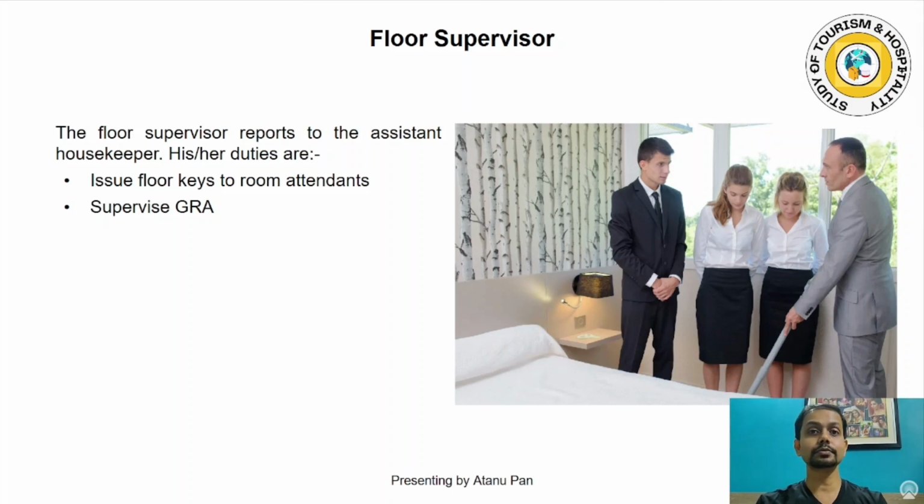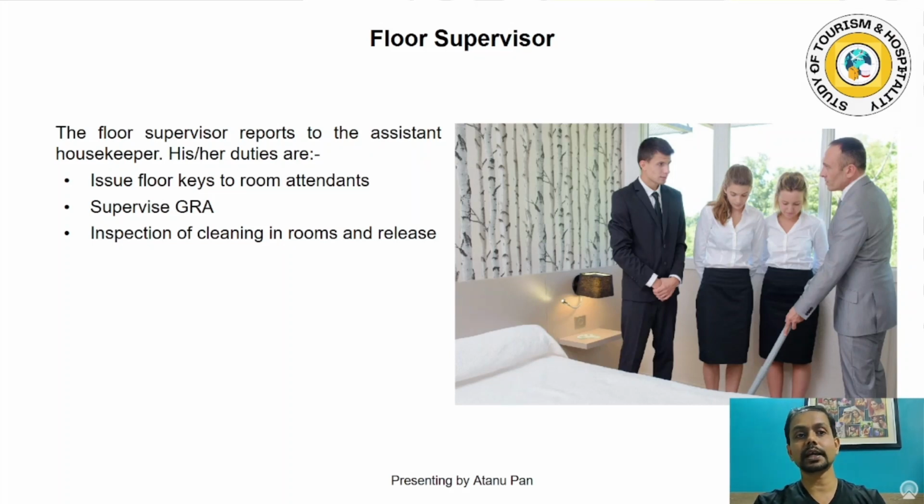All right, they supervise the GRA. GRA means the guest room attendant, those who are cleaning the guest rooms. Inspect cleaning in guest room and release. These floor supervisors are physically going inside the guest room. After the GRA has cleaned the room, the floor supervisor will visit the room. They will inspect whether the cleaning has been done as per the standard of the hotel or not. Okay, if not, then again the GRA will be called to redo those particular areas. And when the floor supervisor is happy with the service, the floor supervisor will inform the desk control to release the room, or nowadays we have the online system. The floor supervisor will release the room to the front office so that they can sell the room.